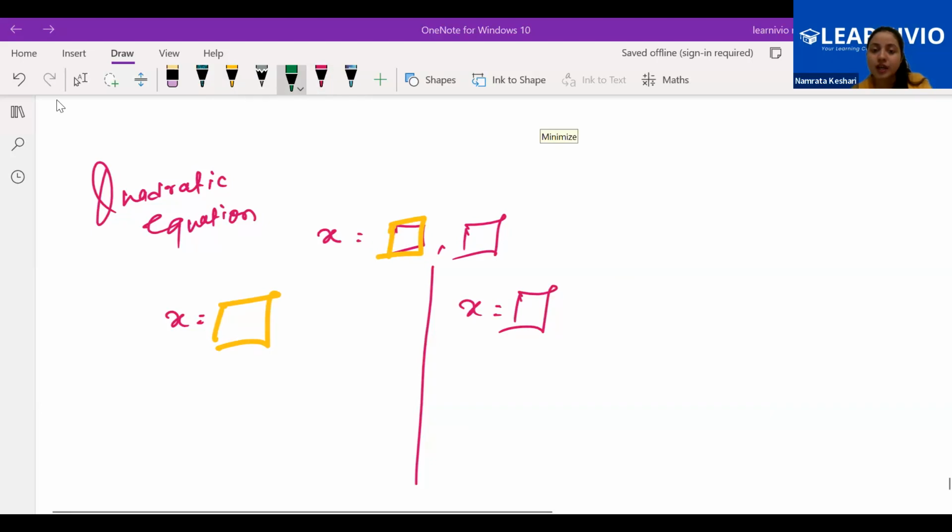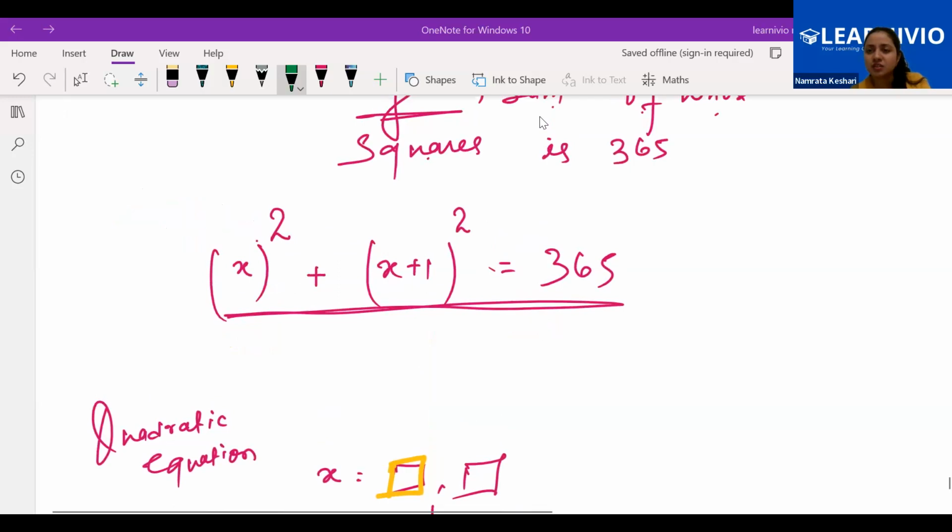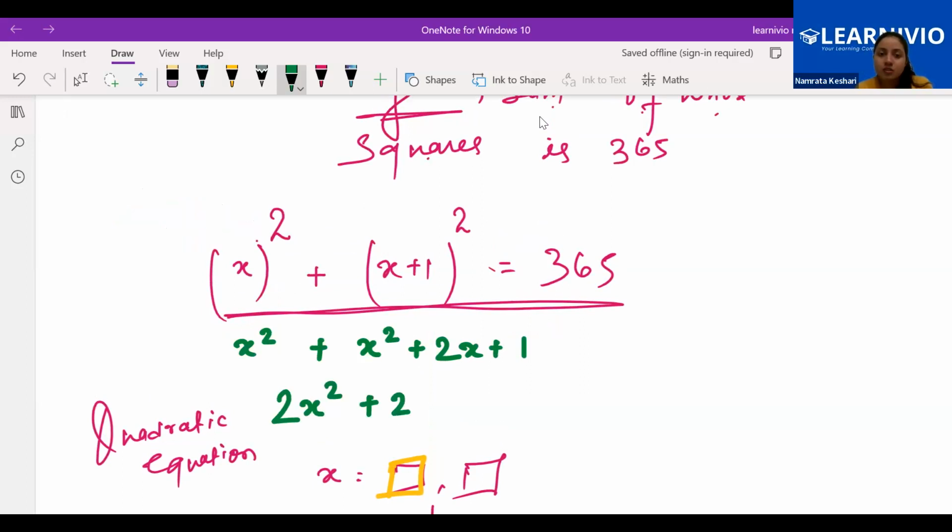Harshit is saying I am getting root 91. Yeah, it can be root 91, but is it so? Root 91, such an answer you are getting, Harshit? Let me check. x square plus a square plus 2ab. Yes, Maha, what will you say? We get 2x square plus 2x minus 364 equals 0. 2x square plus 2x minus 364 is equal to 0. We can take out 2 as a common factor, right?